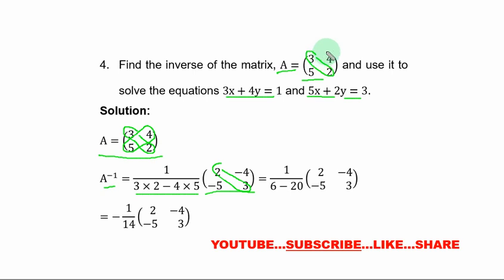That is, you use minus 1 to multiply 4 and 5. You have this result. If you simplify this, you have 1 over 6 minus 20. This remains the same, and you have minus 1 over 14 times the matrix. So this is the inverse of matrix A.